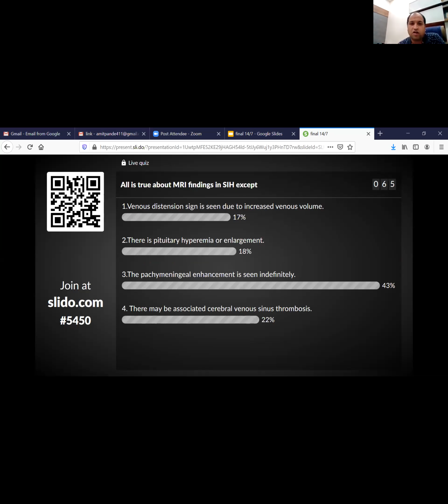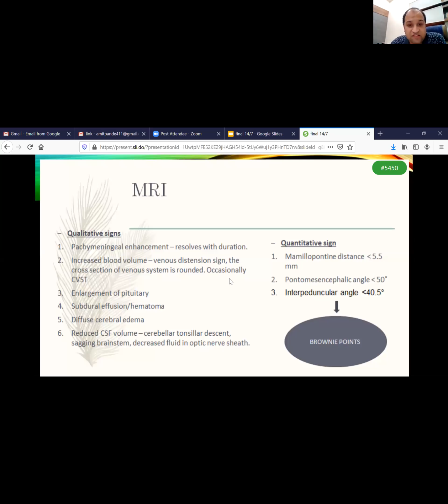Good, a split, but the majority of you have got it right. The pachymeningeal enhancement is not seen indefinitely, so it resolves with duration. The increased blood volume, known as the venous distension sign, is seen because of increased blood volume. It may be occasionally associated with CVST. There is enlargement of the pituitary due to hyperemia.